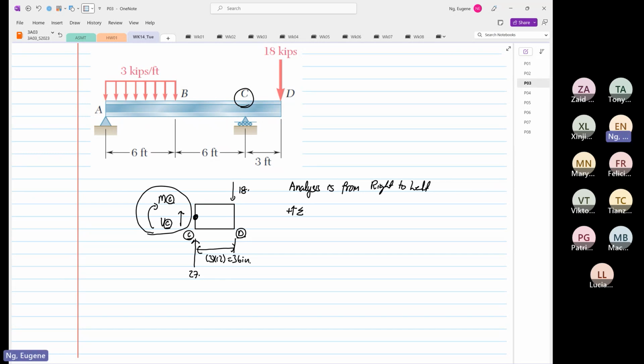So the summation of forces in the y direction is equal to 0. So we have VC plus 27, and then we have minus 18 over there, and this is equal to 0. So the shear force at point C is equal to minus 9.